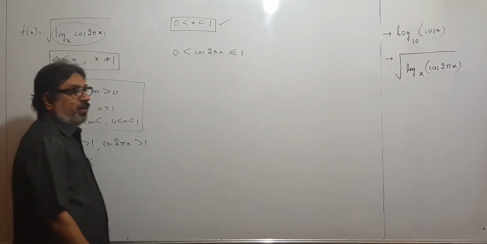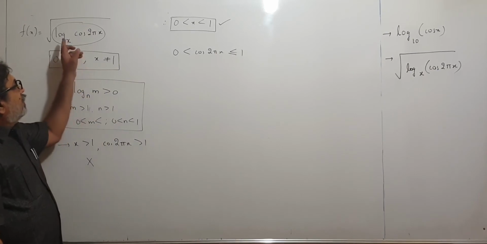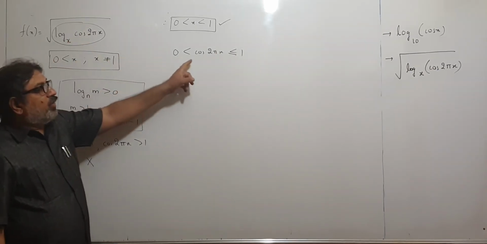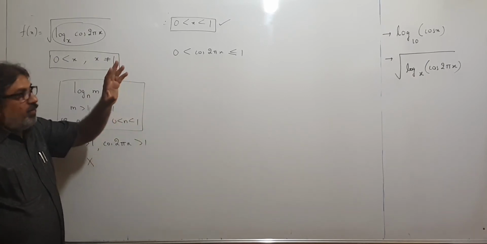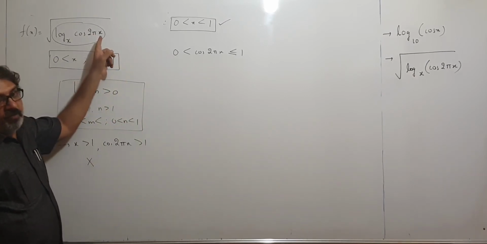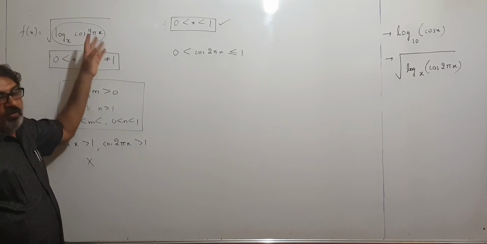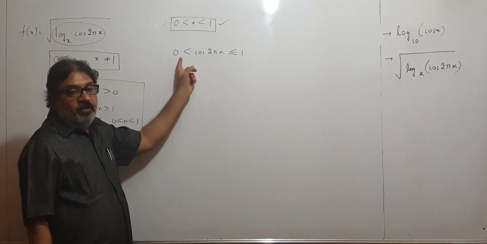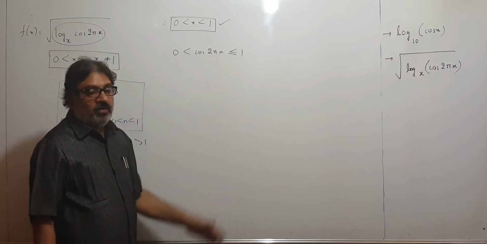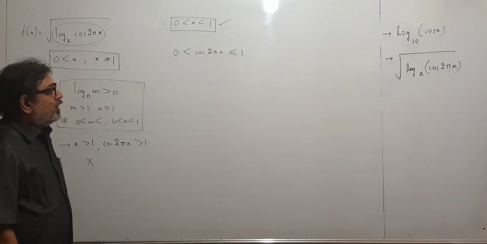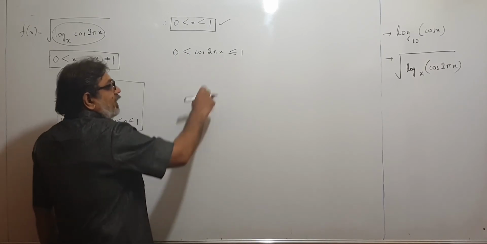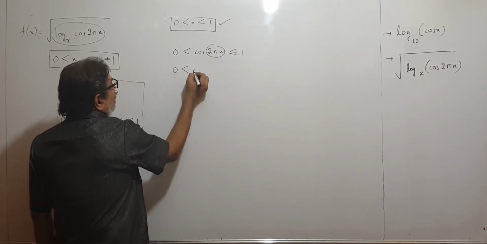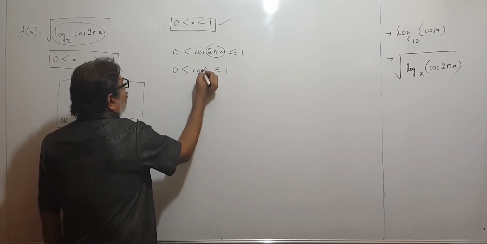Cos 2 pi x, because if cos 2 pi x is 1, then log 1 will be 0. When this is 1, cos 2 pi x will be 1. So log 1 will become 0 and it will be defined. So cos 2 pi x should be between 0 and 1, and this can be 1 also. There is no harm in that. Okay children, that means cos 2 pi x between 0 and 1. So cos theta, supposing this is theta, 0 is less than cos theta less than or equal to 1.